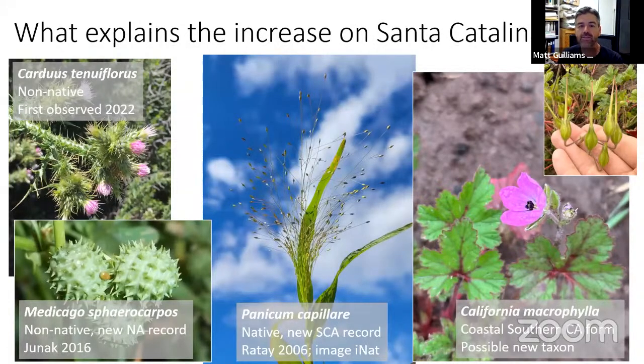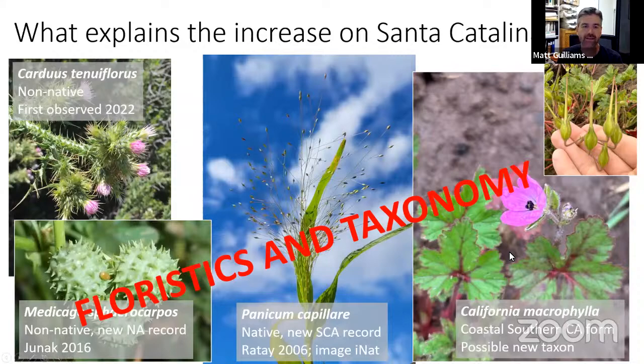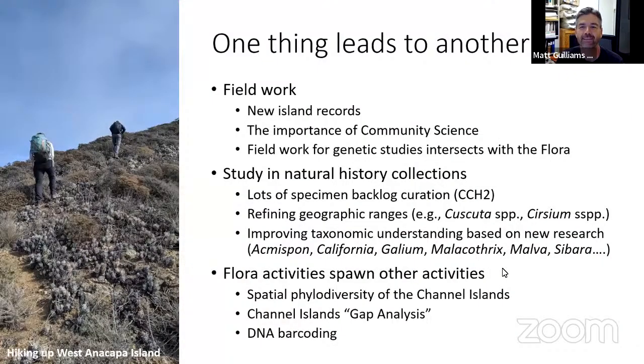But again, on Catalina, it's not just that. This is a discovery by Sarah Ratte in 2006, Panicum capillare out on Catalina Island. Really gorgeous, it goes by the name witchgrass, I believe, and it's known from only one location on Catalina Island, but a really cool native plant. And I'll tell you a little bit more about California macrophylla. This is some taxonomic work that we're working on now, but the primary insight for it came from working in the stacks, downstairs in the herbarium, and seeing something different. Again, floristics and taxonomy, and again, apologies for the garish color there.